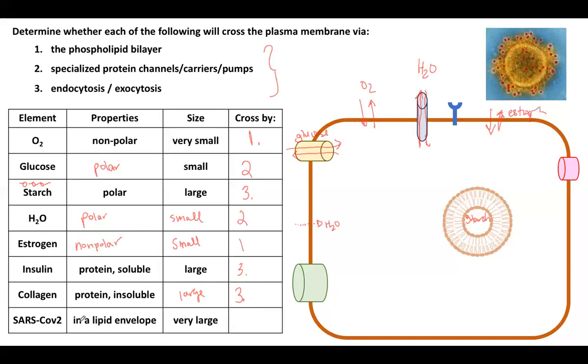SARS-CoV-2, a neat one that is relevant today. It's a lipid envelope, this virus, and it's very large. But this specific pathogen, in order to get into the cell, it has to bind to a receptor to allow it to go in. So once it binds, it will be endocytosed into the cell.